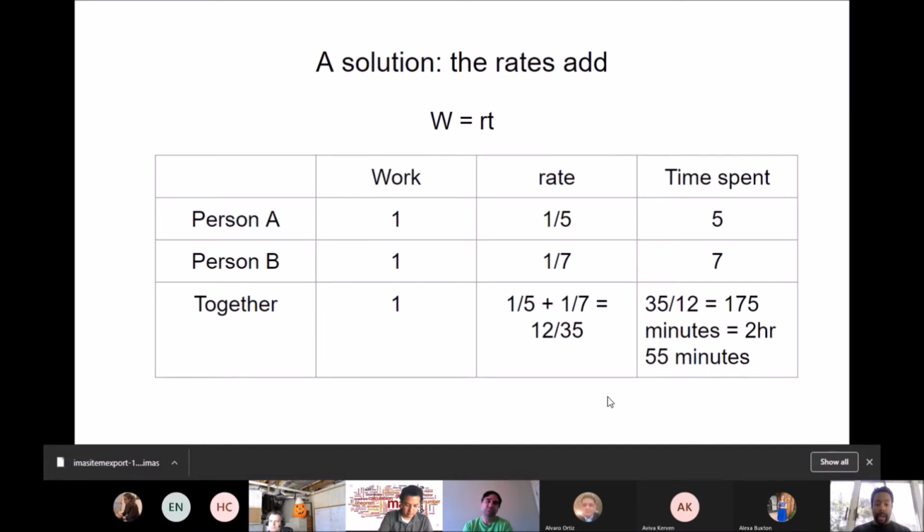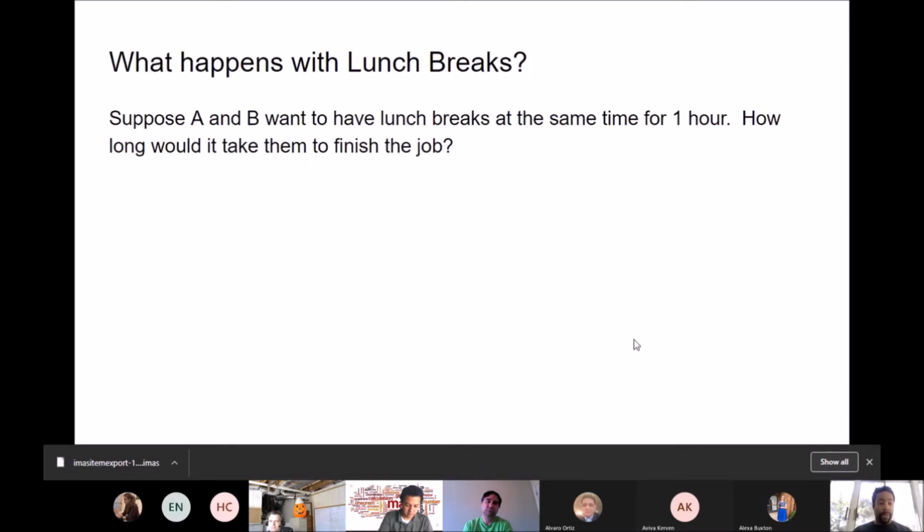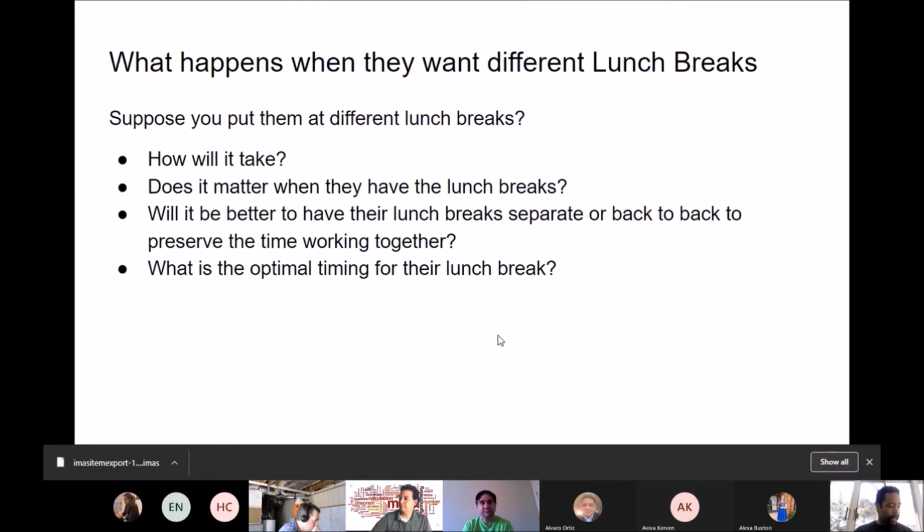And then the question becomes, what happens if you start to tweak this and add in breaks? Suppose A and B want to have lunch breaks at the same time for 1 hour. How long would it take for them to finish the job? That's not so bad, because if they take the break at the same time, you can put that time anywhere, and you're just adding an hour onto their combined work time. And of course, the challenge then becomes what happens if they want to take lunch at different times.